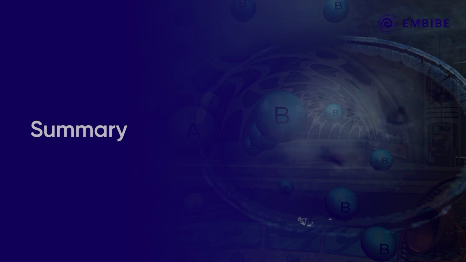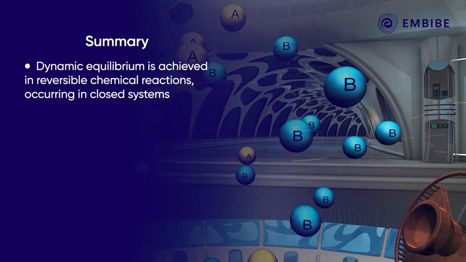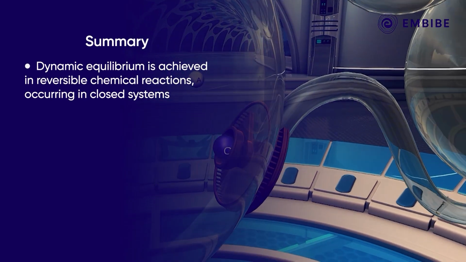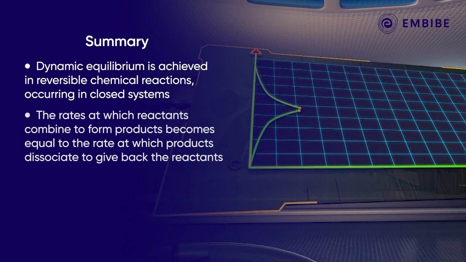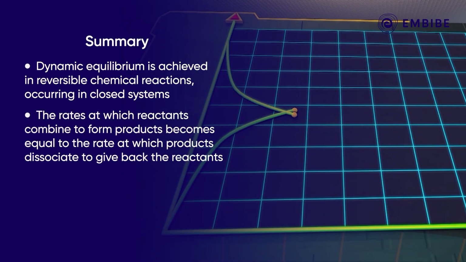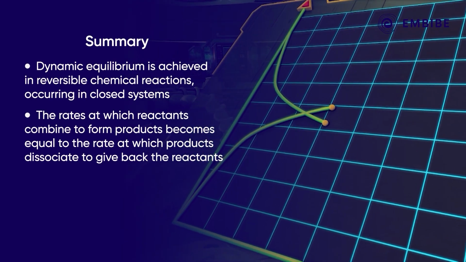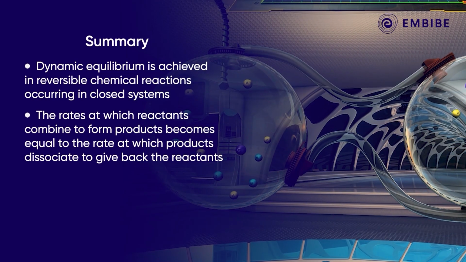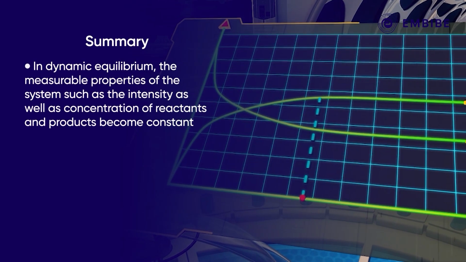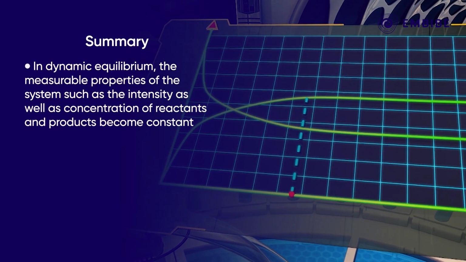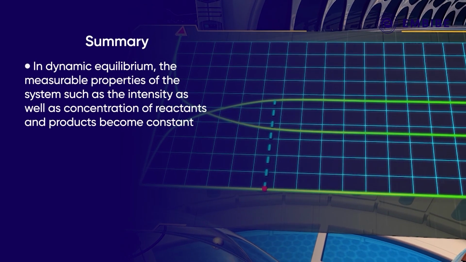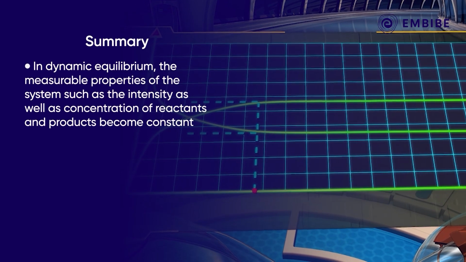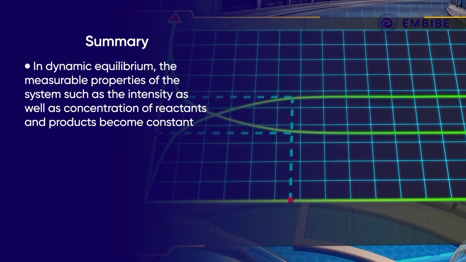Let's summarize. We can conclude that a dynamic equilibrium is achieved in reversible chemical reactions occurring in closed systems, when the rates at which reactants combine to form products becomes equal to the rate at which products dissociate to give back the reactants. Whenever a system has achieved a state of dynamic equilibrium, the measurable properties of the system, such as the intensity as well as the concentration of reactants and products, become constant.